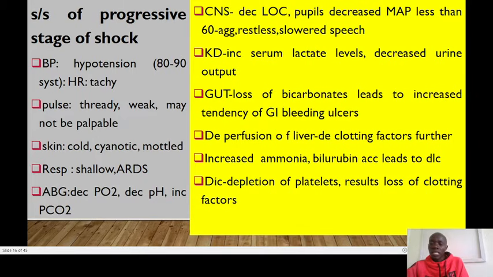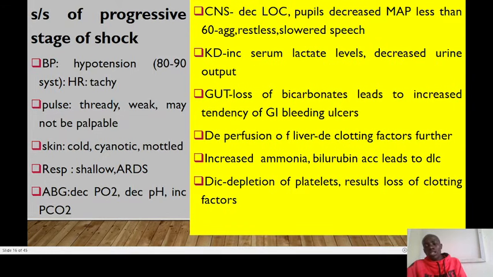How will the GI tract respond? It's going to have loss of bicarbs because they will not be able to absorb the bicarbs, and this leads to an increased tendency of GI bleeding because of loss of that protective shield of the bicarbs.